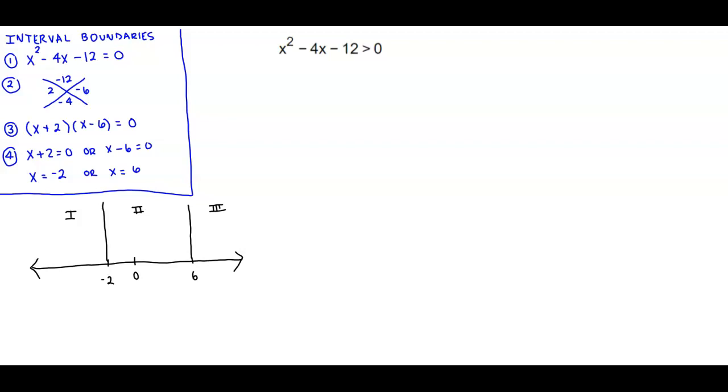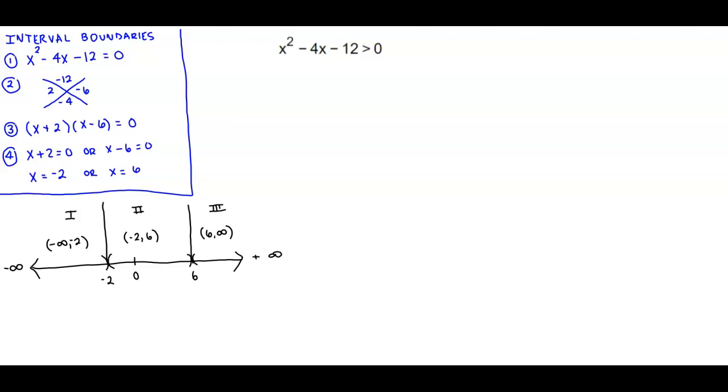Now keep in mind that we go from negative infinity to positive infinity on our interval. So the first interval goes from negative infinity to negative 2. And then the second interval goes from negative 2, comma 6. And then the third interval is going to go from 6 to positive infinity. Okay, so now we've determined our intervals.